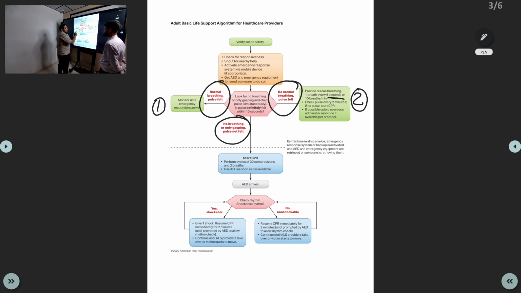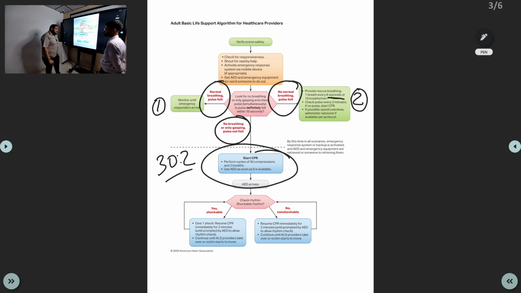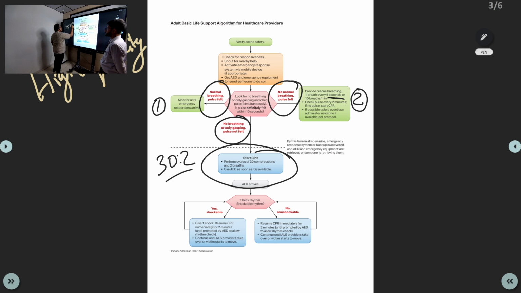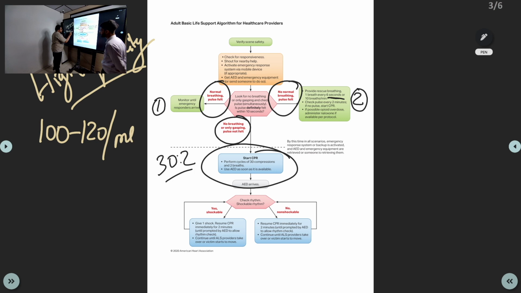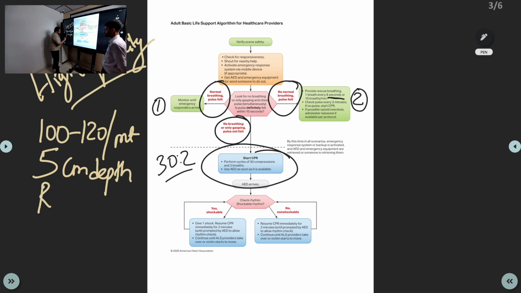Suppose there is no breathing or only gasping or no pulse is felt, start CPR immediately at a ratio of 30:2 and make sure that you are giving high quality CPR. So what are the components of high quality CPR? There are a few characteristics. Compressions of 100 to 120 per minute, with a depth of 5 to 6 centimeters, and complete recoil should be permitted.